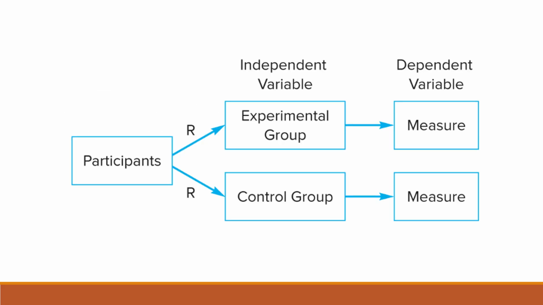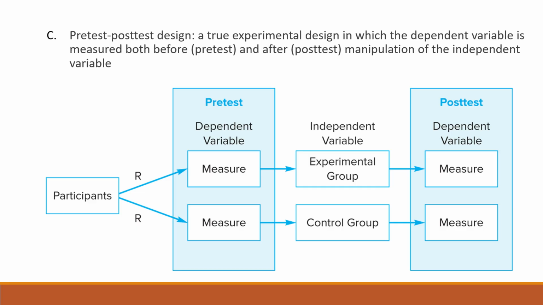This is a visual of this process. You have the participants who are randomly assigned to either the experimental or control group as part of the independent variable, and then you measure the dependent variable. However, you might want to get a pretest as well.